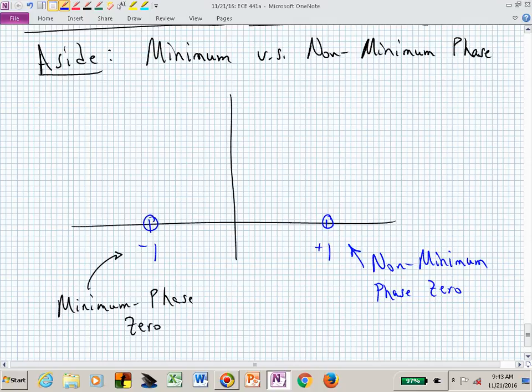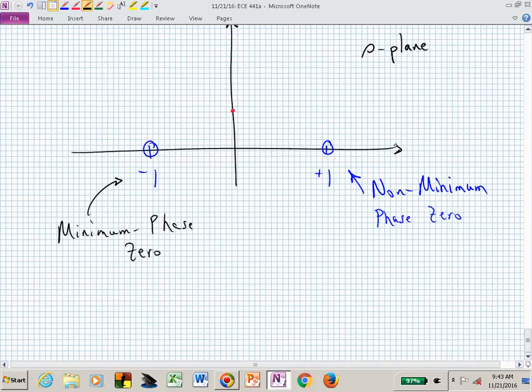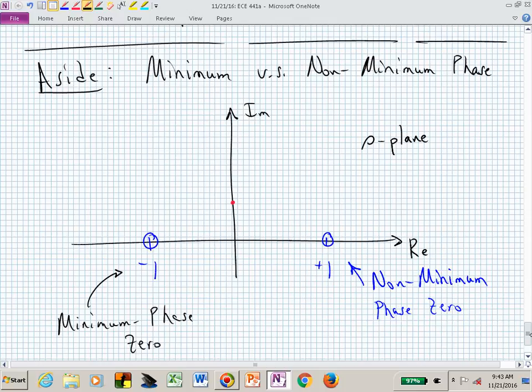And let's try to understand where that's coming from. Suppose I wanted to know, now I'm walking up the imaginary axis. That's what this is. This is now the imaginary axis in the S-plane, and this is the real line. Suppose I'm at this particular frequency that I've indicated by a red dot. What's the magnitude associated with this minimum phase 0? How do I find it? The magnitude of that factor.